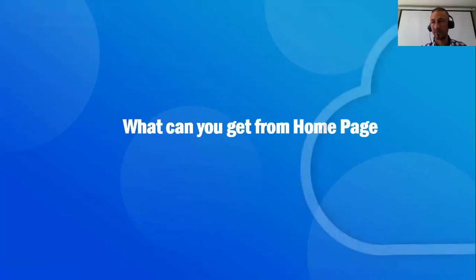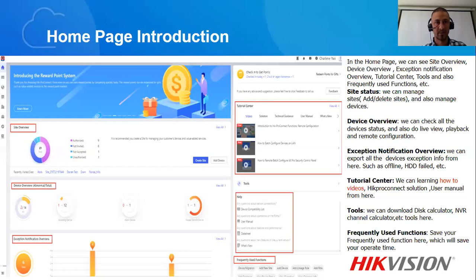What do we get from our physical homepage? It gives us various aspects on our site overview. It gives us our amount of sites, which includes our authorized and non-authorized sites. When we talk about authorized sites, that's sites that our end user has allowed us to add onto our HikProConnect software.